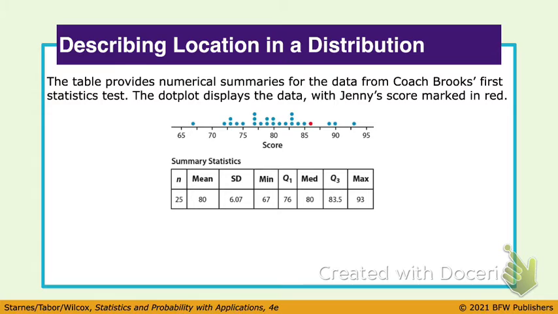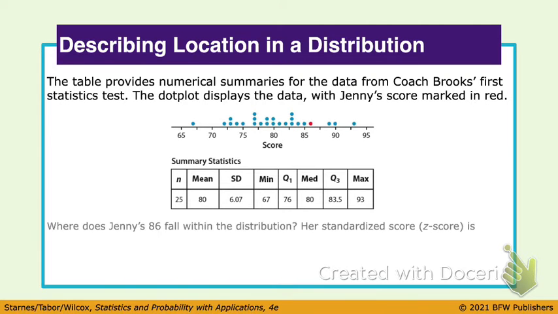The table provides numerical summaries for the data from Coach Brooks's first statistics test. The dot plot displays the data, and Jenny's score is marked in red. Again, it's the same score. It's not on your paper in red, but there it is. And so here are our summary statistics. Where does Jenny fall within the distribution? Basically, what is her standardized z-score?